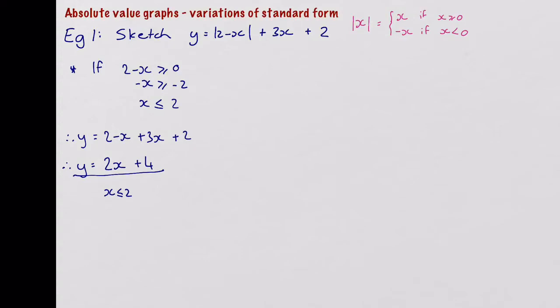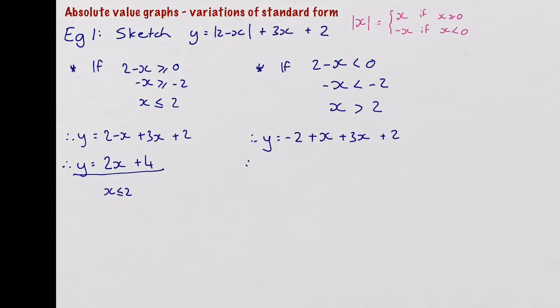Then secondly, we have to consider the condition that if the inside of the absolute is less than 0, then we have negative x less than negative 2, which means x is greater than positive 2. So for that condition, we would now make the inside of the absolute negative. So we, in effect, multiply negative into it. All right, so then we'd get y is equal to negative 2 plus x plus 3x plus 2.